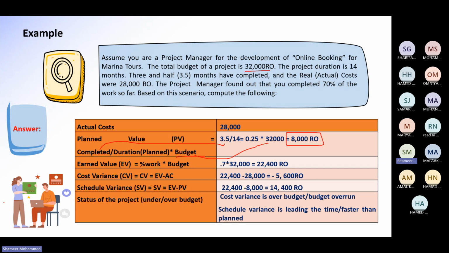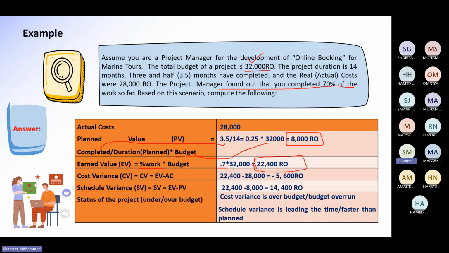Now earned value. See, at a particular point of time, project manager found that you have completed only 70% of the work. So how much amount of work you completed? 70, yani 0.7 multiply with the total budget of the project. So this is your earned value. Yani you have completed only this much amount of work. You have done the work which is equal to 22,400 Riyal. But the actual total cost of the project is 32,000.